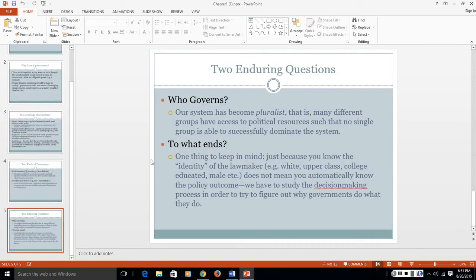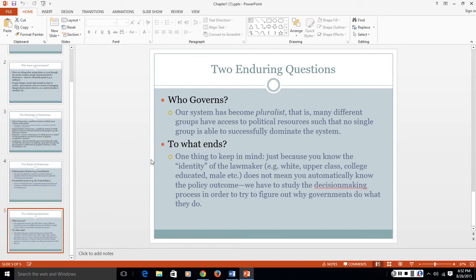And so your chapter then ends with these two questions. Who governs? And really that's a very tough question to answer a lot of times, because a lot of people think the rich govern, they have the power, they have political resources. A lot of people think special interest groups govern. It's really a question of a lot of different people having access to the resources necessary to make a change, to make a difference. The Founding Fathers hoped that no one would be able to successfully dominate the system. But of course we know that's not always the case.